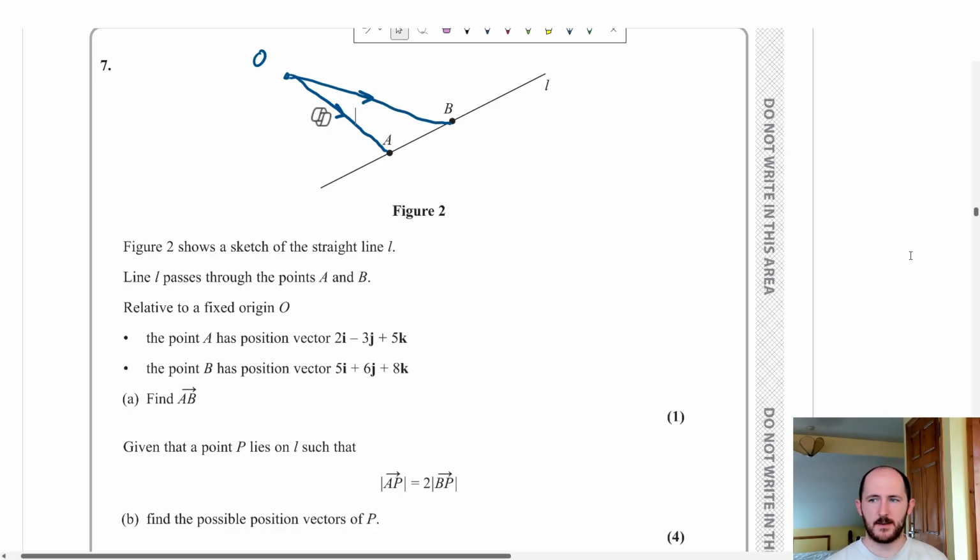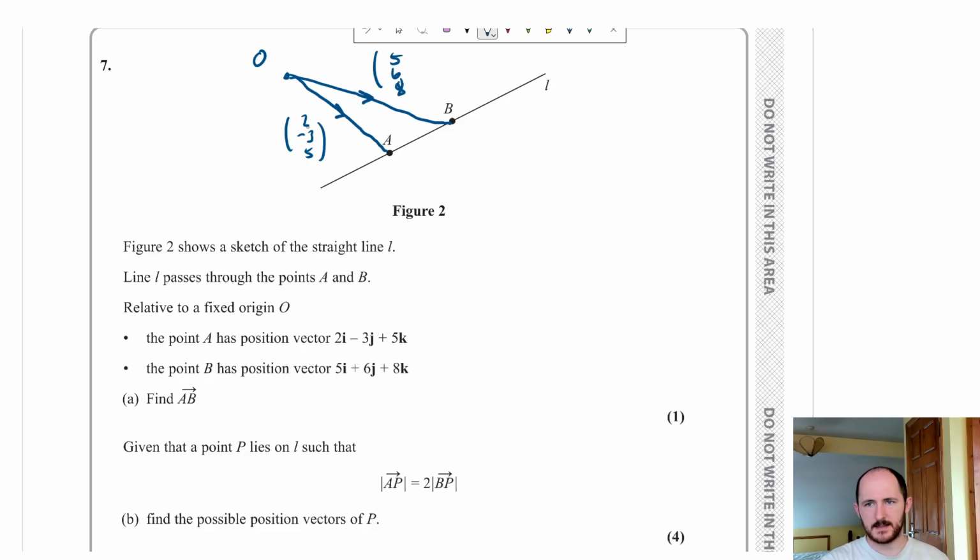The reason why I'm pointing that out is a lot of times when people get a bit stuck on questions, they haven't really labelled the diagram properly or at all, which is, I can see why, but it really does help you visualise what on earth's going on. So 5, 6, and 8.